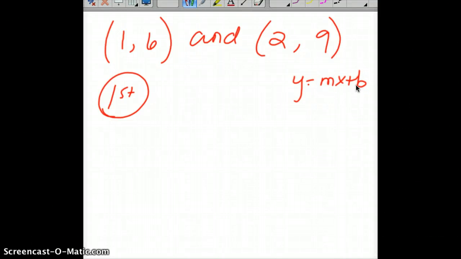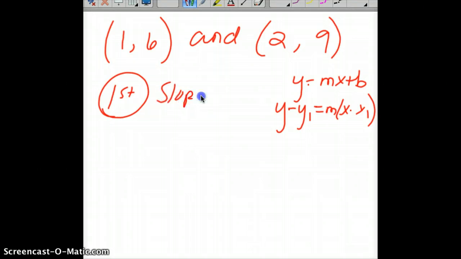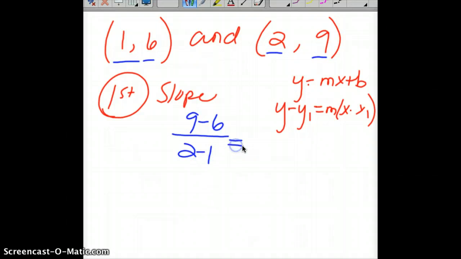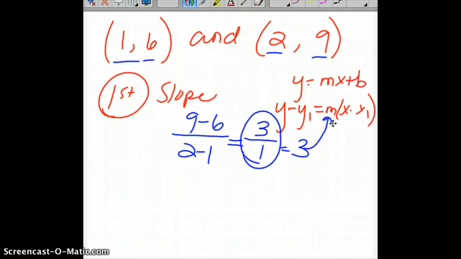we are learning here to write it in point slope form. There it is. That's an equal sign. So we need the slope. To do that, I subtract my y's over my x's. I get 3 over 1. I could call that 3. There's my slope, which will go into my equation.